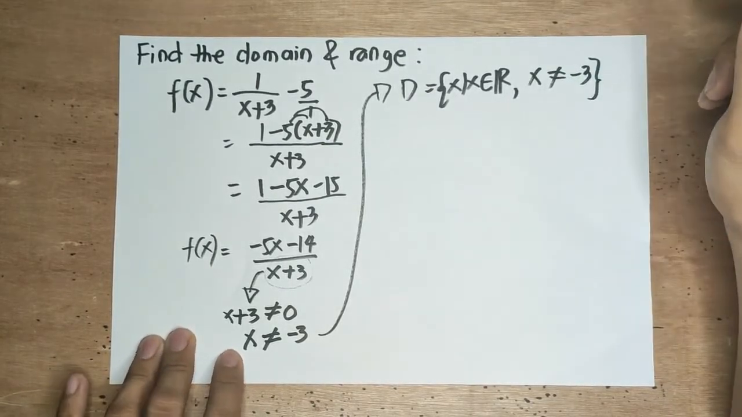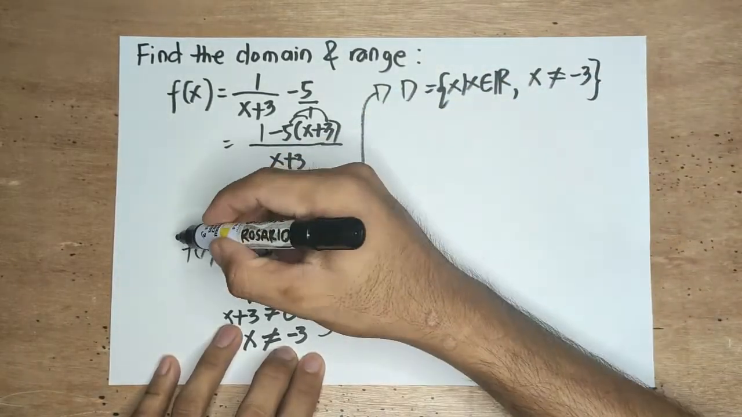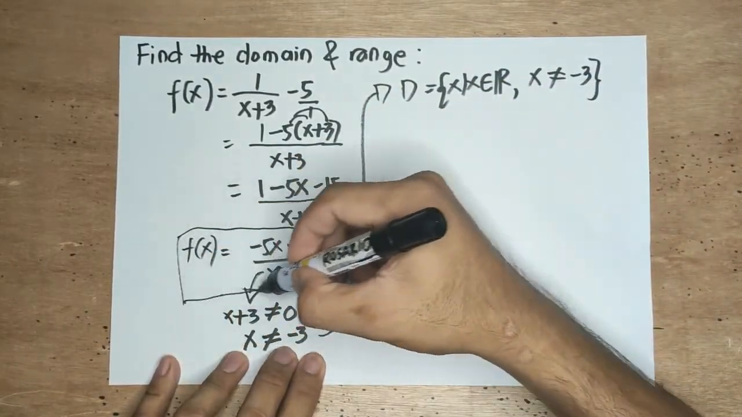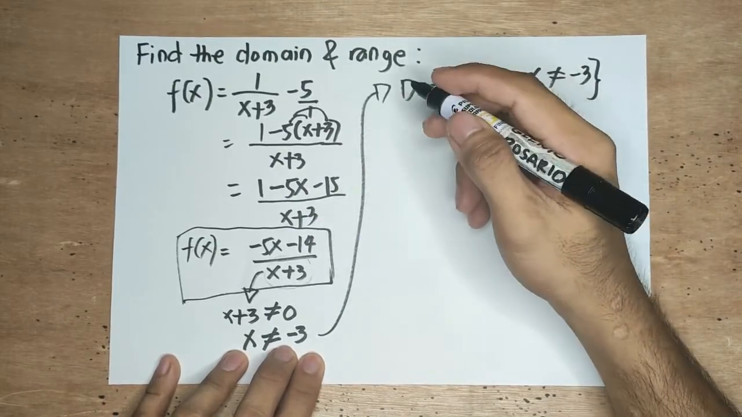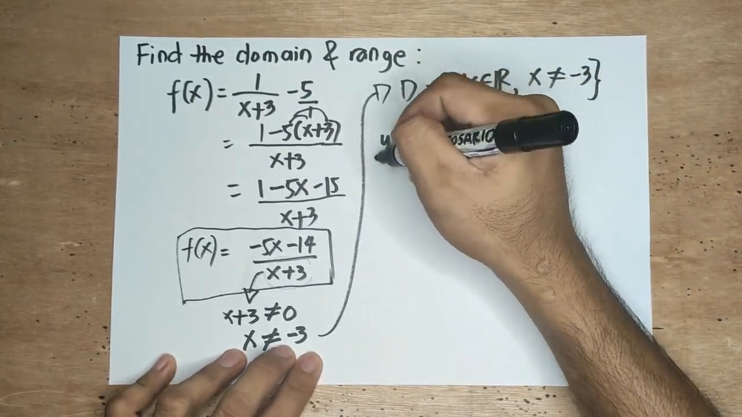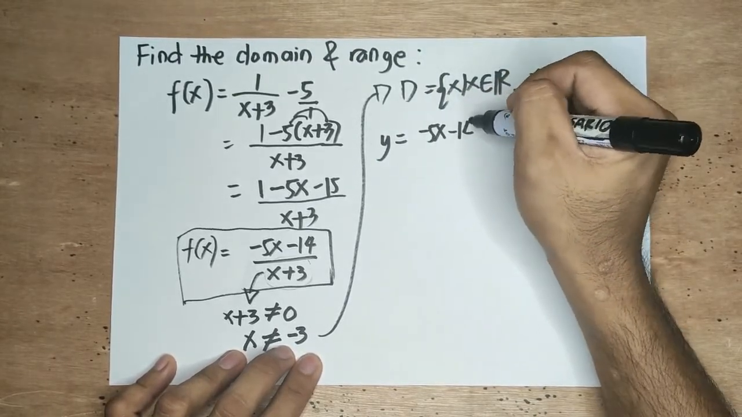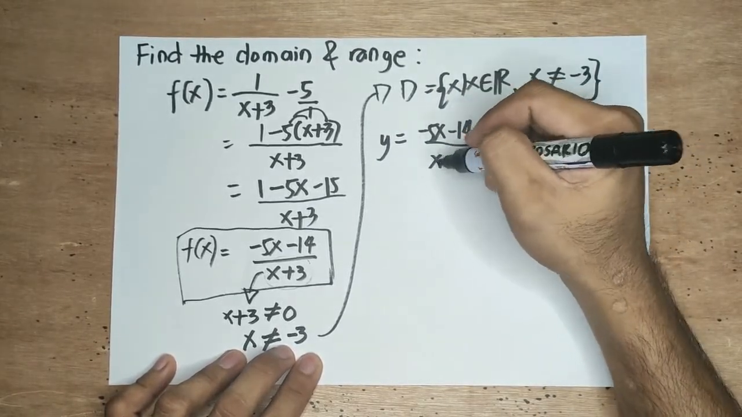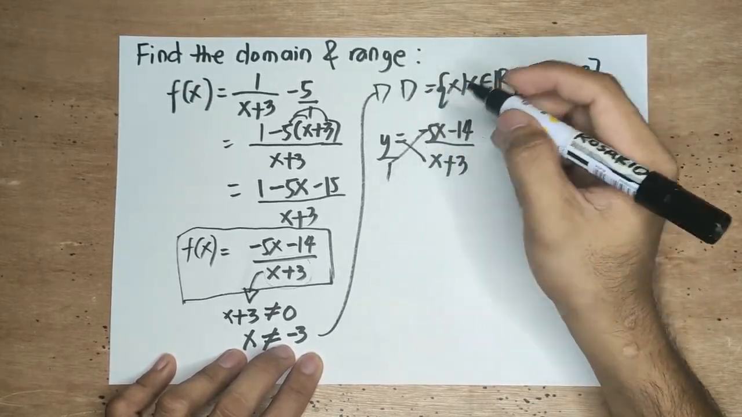How about the range? Okay, so in finding the range, we solve for x in terms of y. So palitan natin ng y ang f of x. We have y is equal to negative 5x minus 14 all over x plus 3. Understood na may 1 yan, then cross multiply.